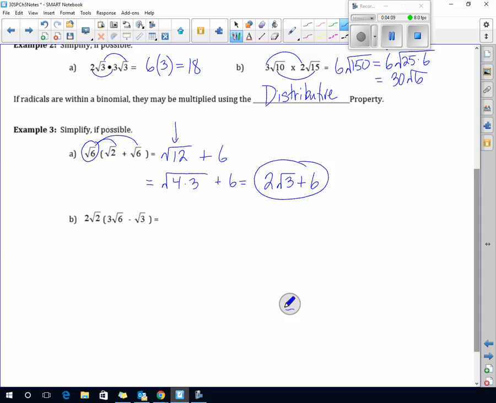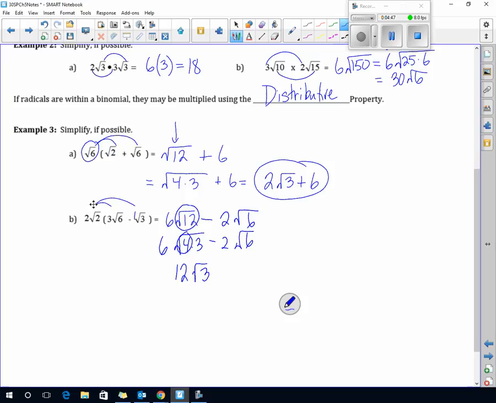Okay. So multiply both. So 2 times 3 is 6 root 12. What is this if there is no number there? A 1. So 2 times 1 is 2 root 6. We can simplify this radical, right? So I'm going to show my work. 4 times 3. We can't do anything with the 6. So the 4 comes out as a 2, so it's going to be 12 root 3 minus 2 root 6. Is that what you got as your answer? Right on. Okay, moving on.